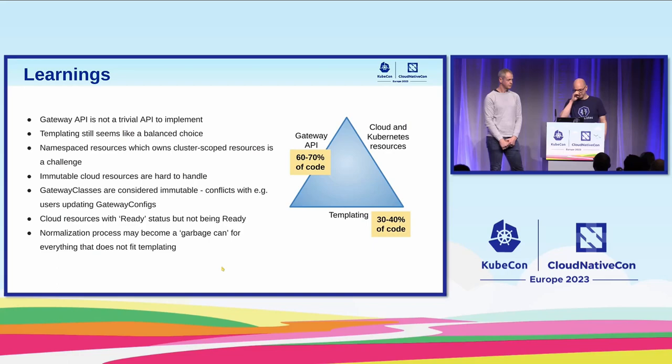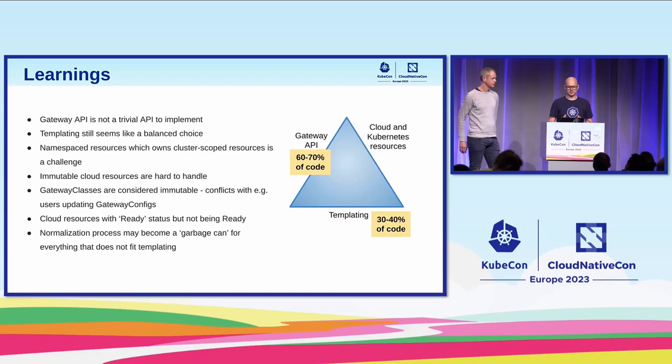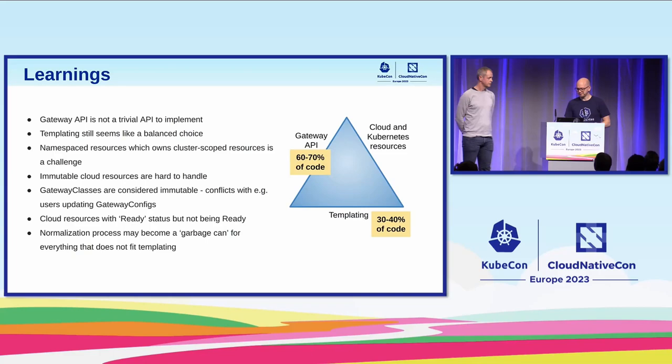Basically, Gateway API is not a trivial API to implement. Turns out that there's a lot of code to be done. Approximately two thirds of the code base is implementing the Gateway API, and the last third is templating, which still seems like a good choice. It's really a balance, but it seems like a good choice for us. We also had a couple of other learnings, and one I would highlight is that the normalization process can easily become a garbage can. If you have a use case that doesn't fit into the templating, you just fix it with code, and the code base could easily evolve and end up being a garbage can. Is it ready? Is it provisioned? No, not ready yet.